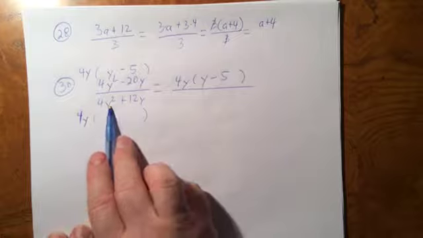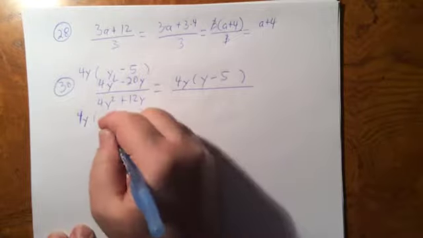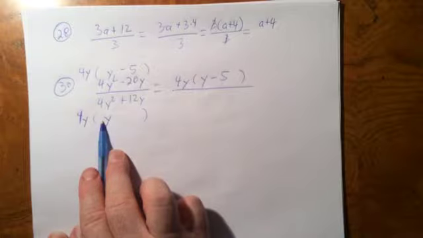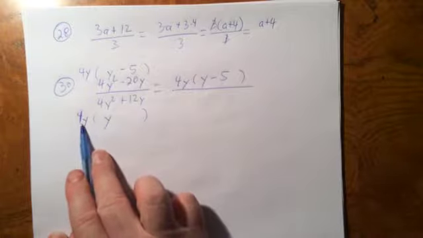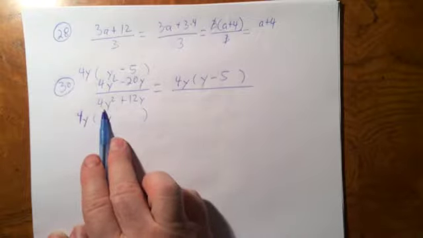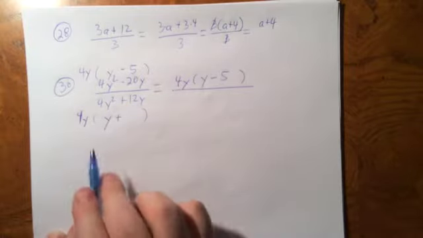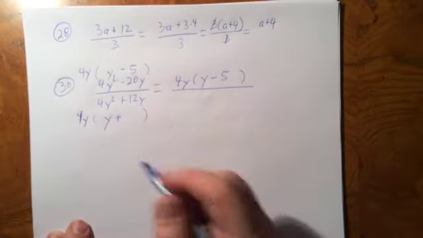Y times what is y squared? Y times y is y squared. I could put a 1 here, but it is not necessary to do so. So this would be 4y times y will give me 4y squared, so I know that is correct. Well, let's see. We'll bring down the plus now. 4 times what will give me 12?